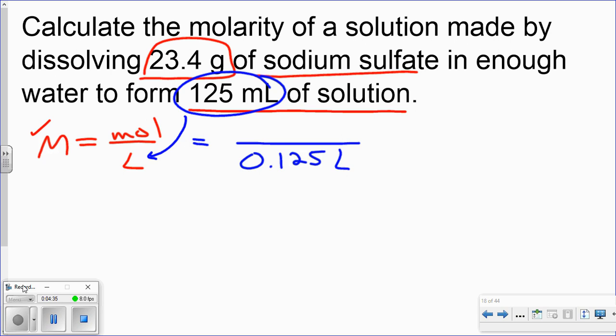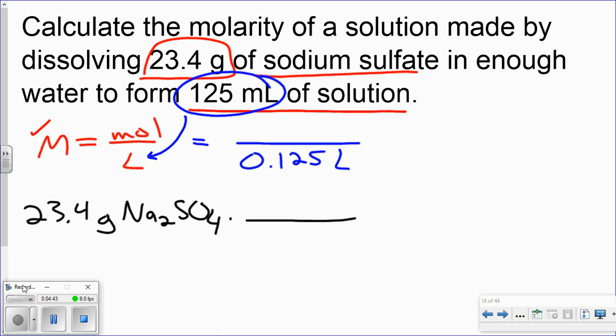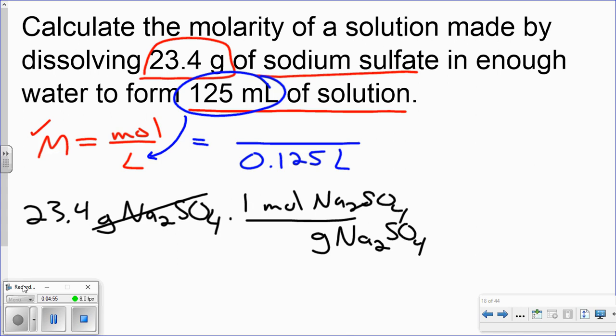Let's take 23.4 grams of sodium sulfate, which is Na2SO4. And we have to find the molar mass here. So don't forget, if you have grams of Na2SO4, that's going to go on the bottom, and your moles of Na2SO4 will go on top, so we can end up with that. Now we just need a molar mass of Na2SO4, and I keep my molar masses pretty simple. So I'm just going to use whole numbers when I can.